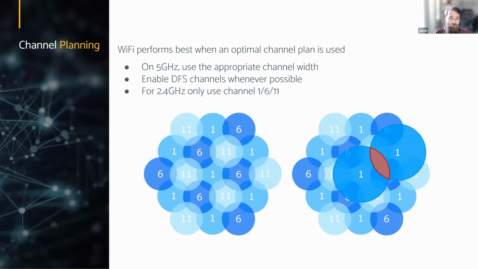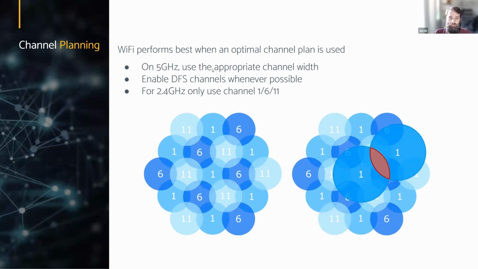All right, so channel planning, right? I mentioned that earlier, and again, really the goal of channel planning is to have a network where you have no co-channel interference, right? No APs that can hear each other on the same channel. And of course, not always possible, especially with 2.4 gigahertz, but the goal is to get as close as possible to that ideal, right? But here are some general guidelines.